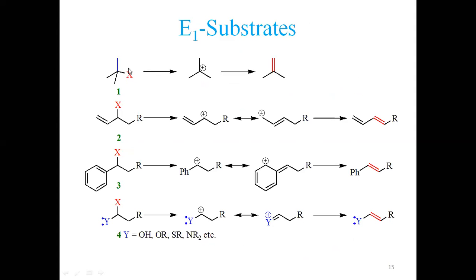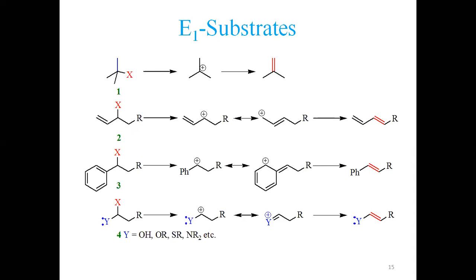But let's say there is a structural change in the substrate. Let's say this is a good leaving group, and this side we have an alkyl group. This carbon is not a tertiary carbon. You see, this carbon was a tertiary carbon, but this carbon is attached to two carbons. It is not a tertiary carbon, but a secondary carbon.